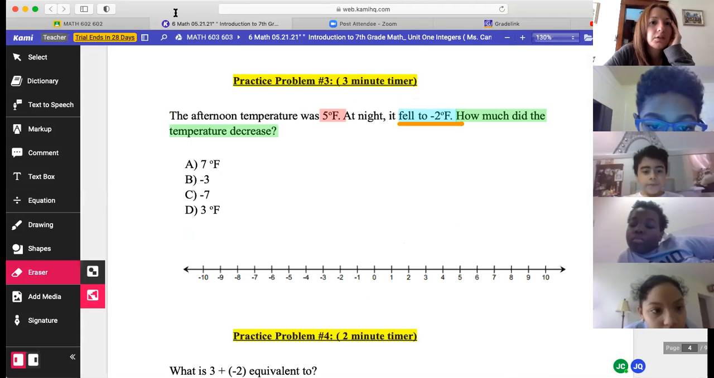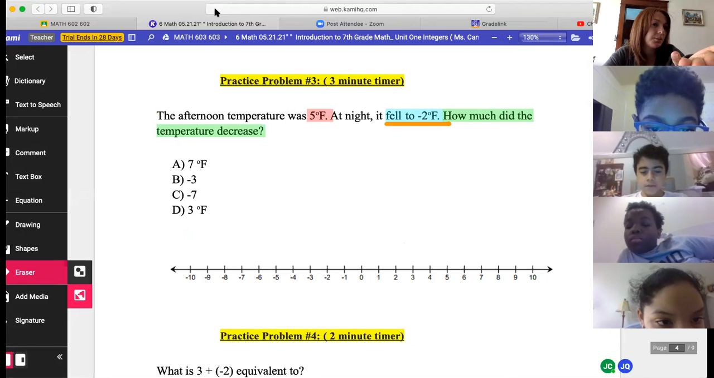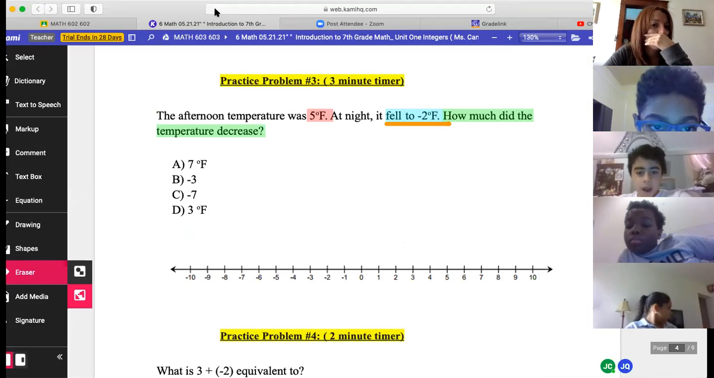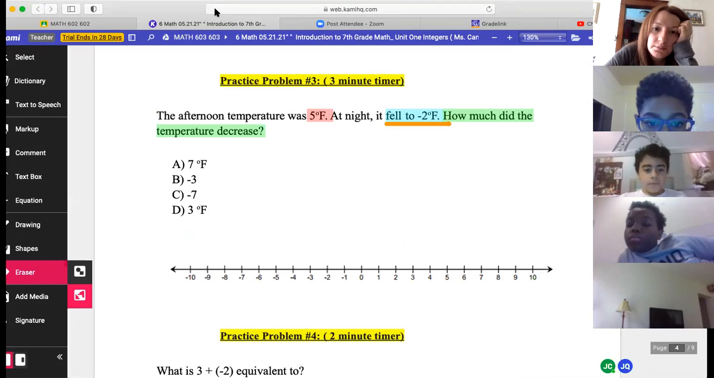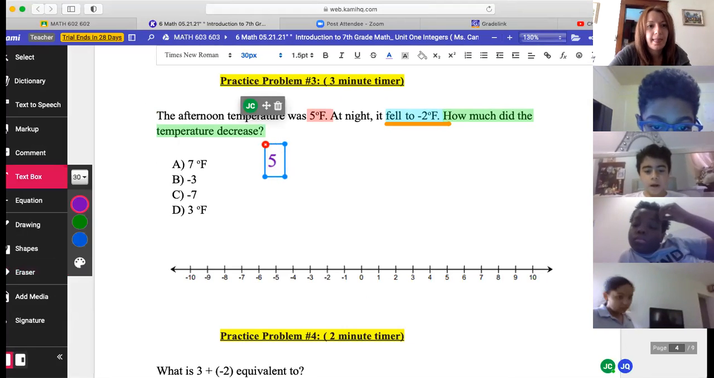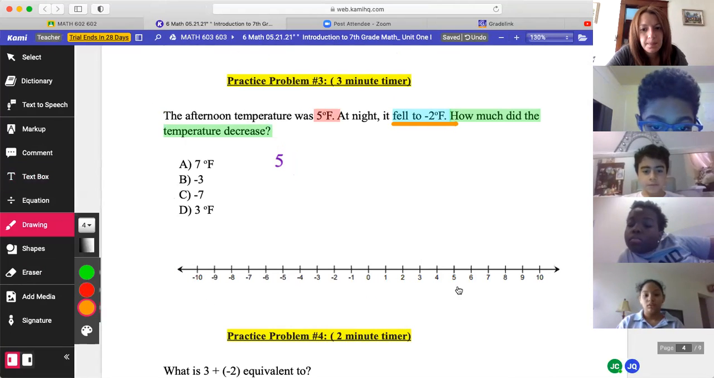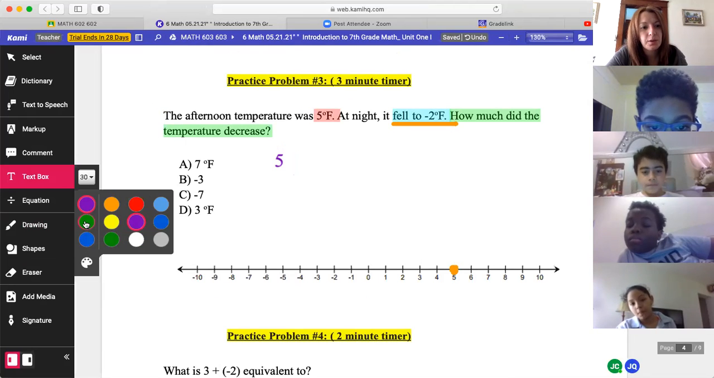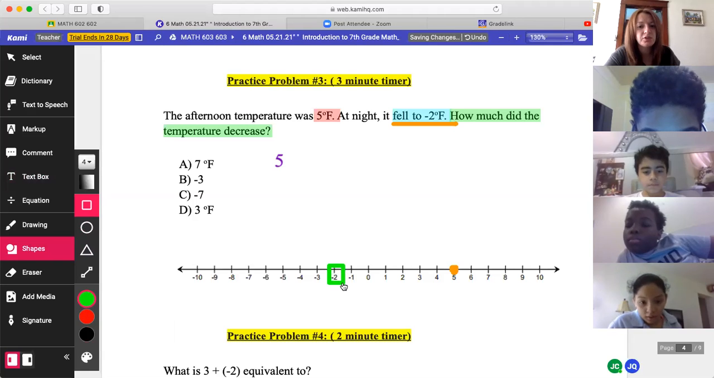The afternoon temperature was 5. At night it fell to negative 2 F. How much did the temperature decrease? Okay, so our first number is 5 F. We're going to put a dot on our 5. When it says it fell to negative 2, so we want to know 5 plus what is negative 2, right, Jean? Yes. So we need to know how many hops it is to the green circle or the square.